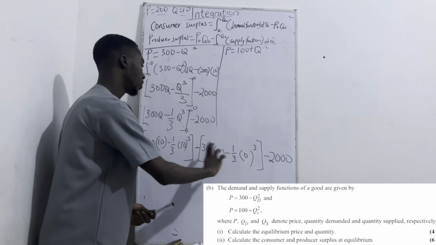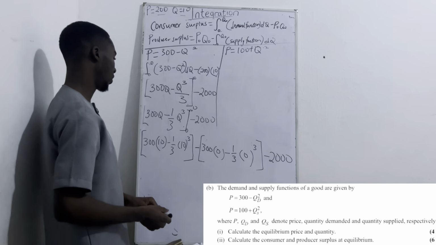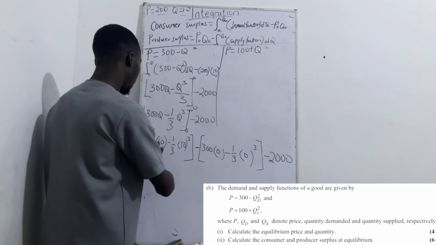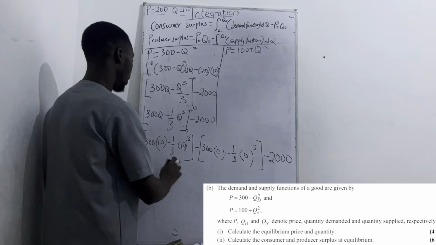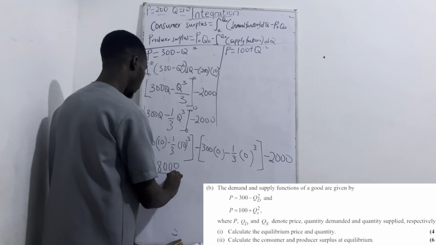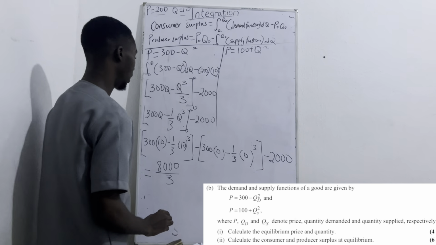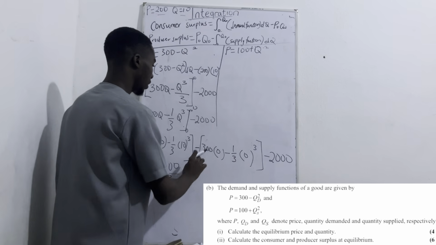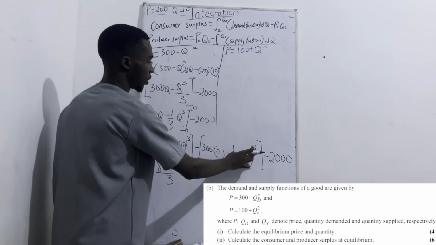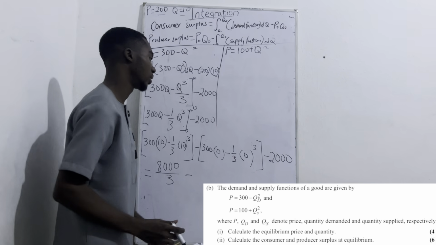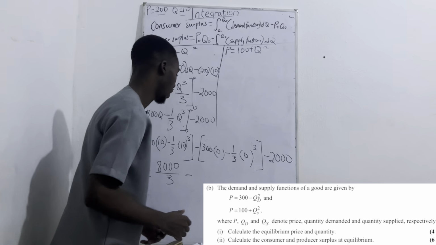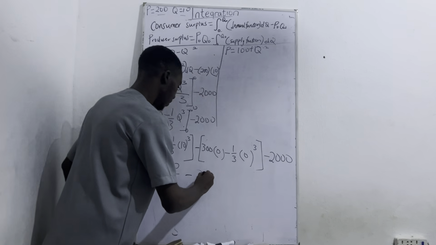From here, you can punch all this on the calculator, but you might easily make a mistake, so you can do it step by step. When you punch only this part on the calculator, 300 times 10 minus 1 over 3 into brackets 10 cubed, if you do it properly, you should be getting 8000 over 3, right? Then here, minus 300 into brackets 0. It means here it becomes 0. Then minus 1 over 3 times 0. So everything here becomes 0. If you punch all this on the calculator, you should be getting 0, right? So here is cancelled. Then minus 2000. So you just bring the minus 2000.